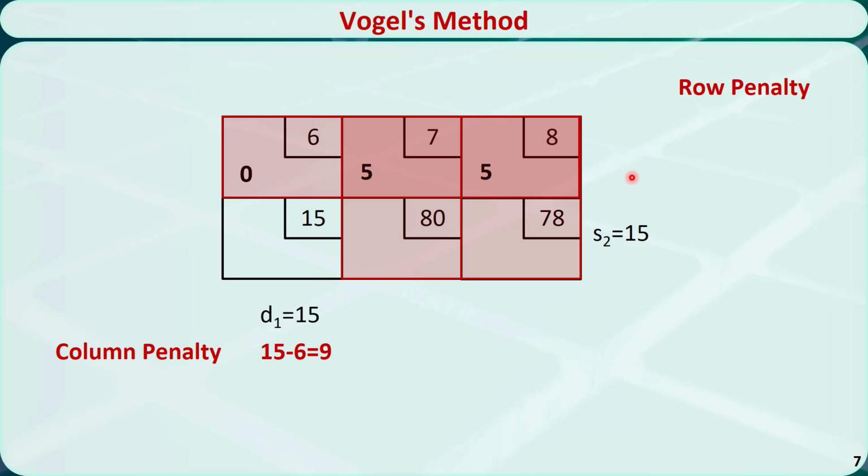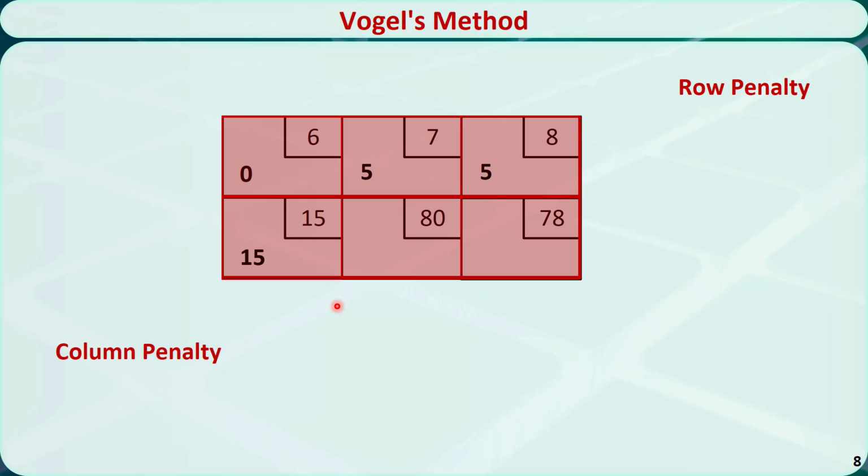Now we only have 1 cell left. We just allocate the remaining amount, 15, to this cell and cross out this row and this column. And remove S2, D1, and the penalty for the first column. This is the final tableau. Remember, this is just a basic feasible solution. It's not the final optimal solution to the balanced transportation problem yet.